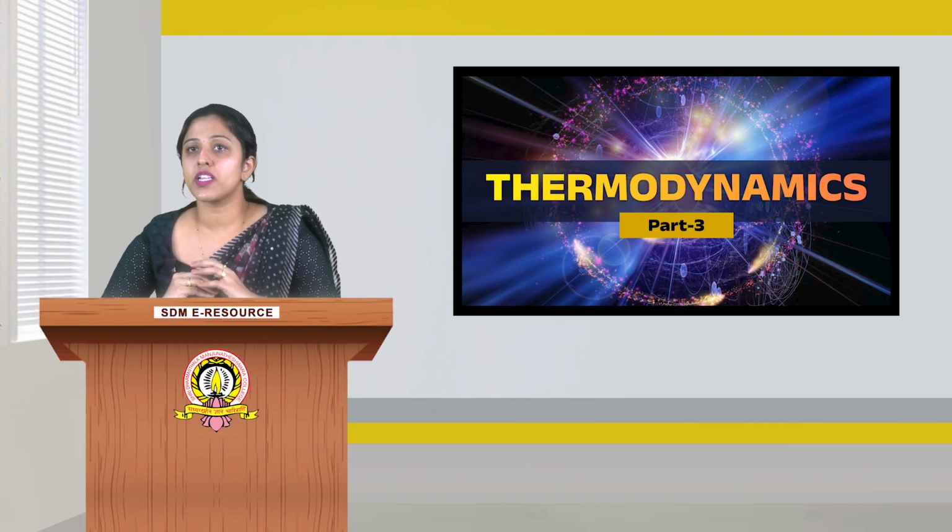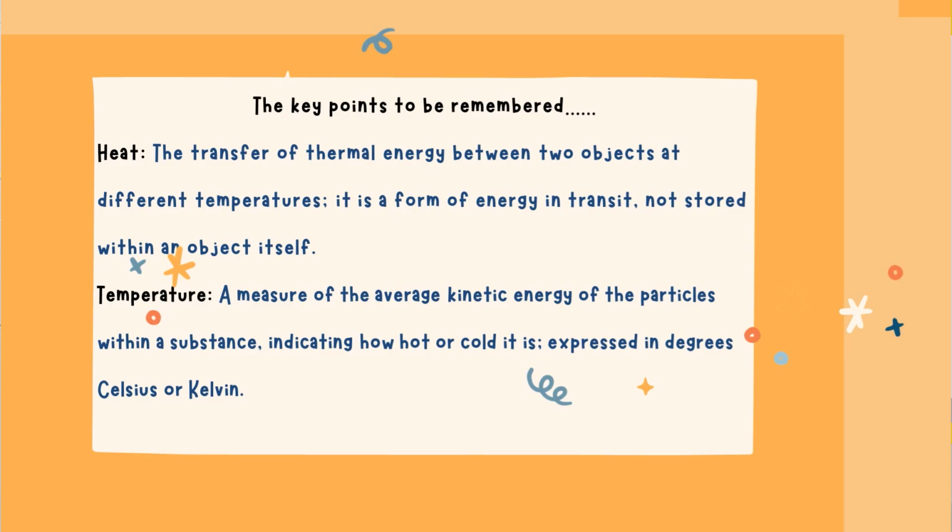So the key points to be remembered here. What is heat? The transfer of thermal energy between two objects at different temperatures is called heat, or it is a form of energy in transit, not stored within an object itself. What is temperature? A measure of the average kinetic energy of the particles within a substance, indicating how hot or cold it is, which is expressed in degrees Celsius or Kelvin.